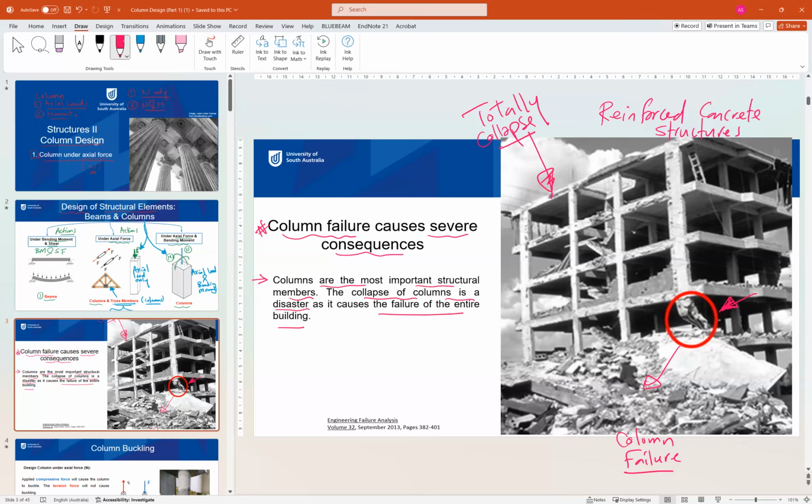But for a beam failure, like for example this beam or any other beam, the beam failure can be fixed. So you can strengthen the beam or you can replace the beam with a steel beam and so on. But the problem is if the column fails, there is no other option. So the total collapse will occur.